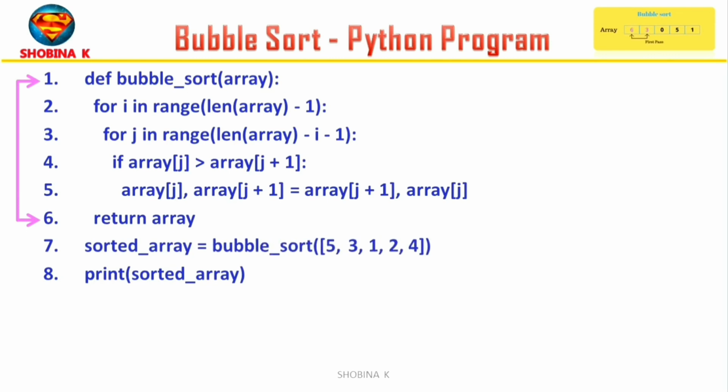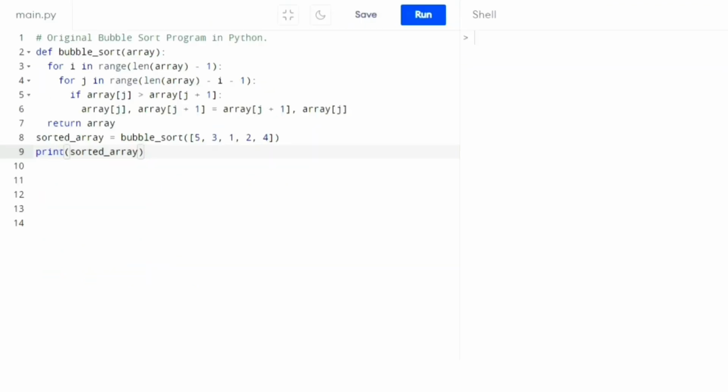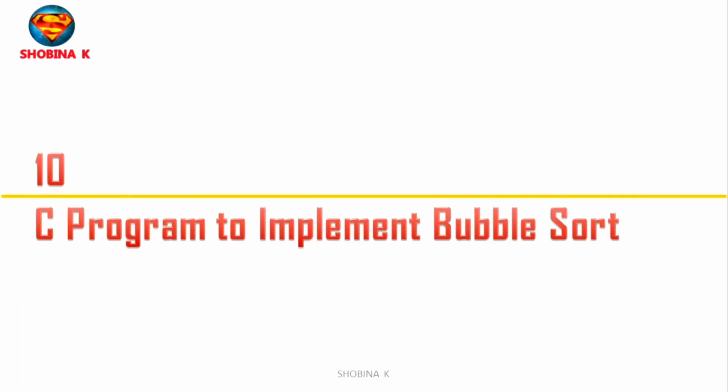The sorted array is then stored in the sorted array variable. And this line prints the sorted array. That is the output of the code. Now let's execute the program. And you can see the output, which is in ascending order. Now let's see the C program to implement the bubble sort.